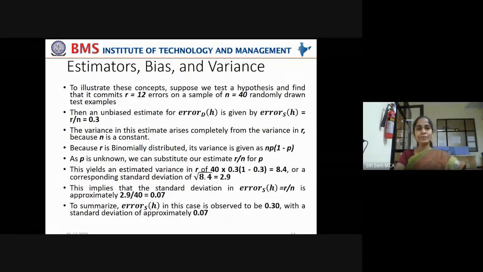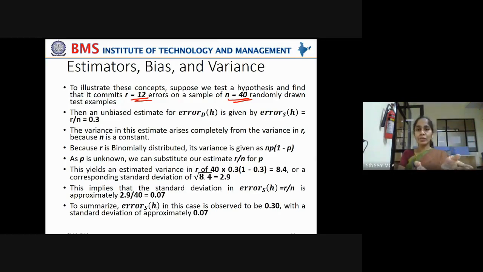Now, to illustrate these concepts, suppose we test a hypothesis and find that it commits. It is a simple thing; what we have studied so far, we are just illustrating with an example, so it will be easy for you to understand. Last slide, okay? Don't fall asleep. Listen carefully. To illustrate the concepts we have learned so far, suppose we test a hypothesis and find that it commits 12 prediction errors on a sample of 40 data points. Now, your model is ready, having been trained with all the training examples.